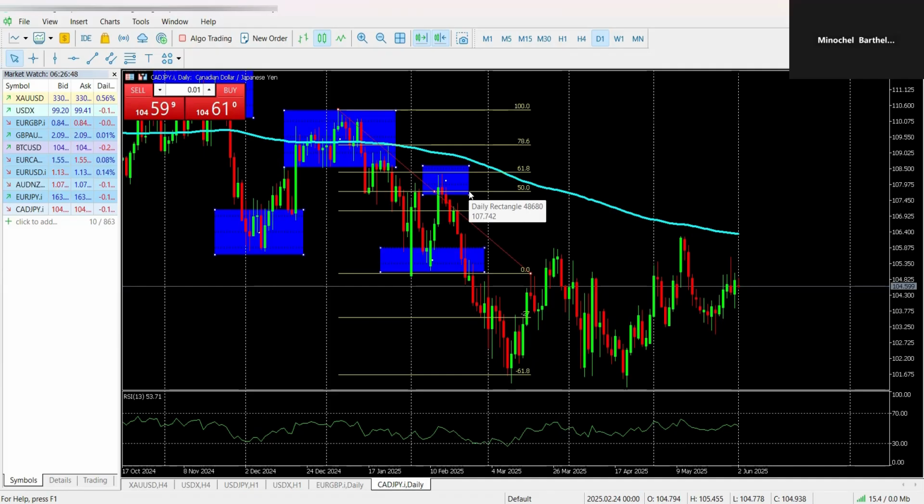So do use the Fibonacci retracement correctly. You'll be looking to buy or sell between the 50% and 61% level. And then your TP will be at the 0%, right? And your stop loss will be at the 78.6% level. That's pretty much all you have to remember, right?